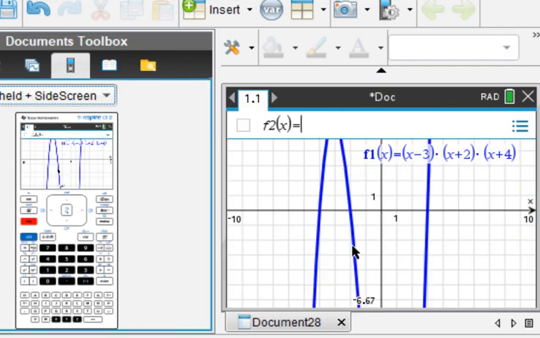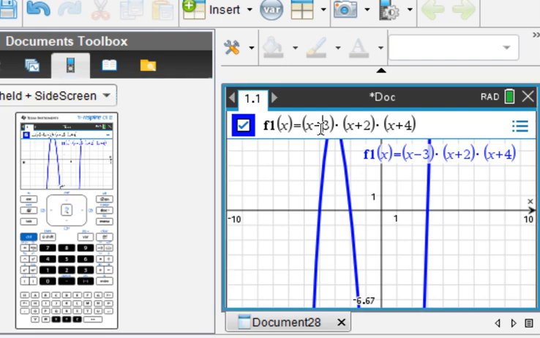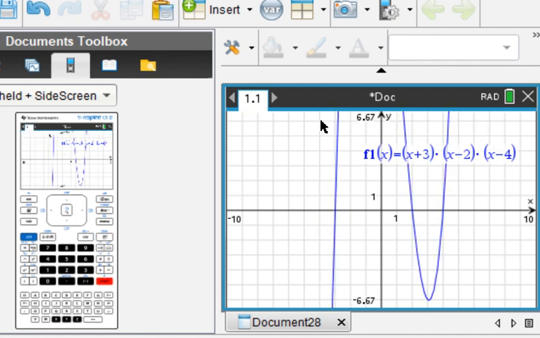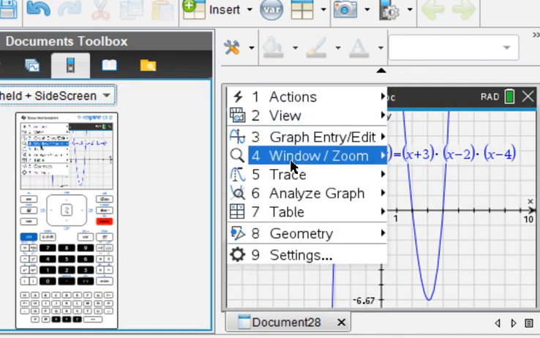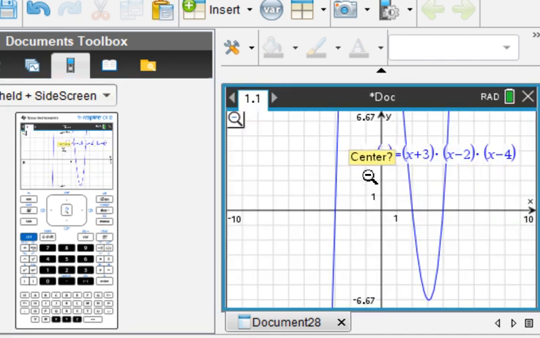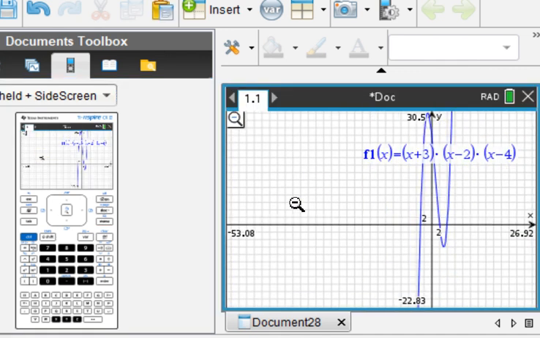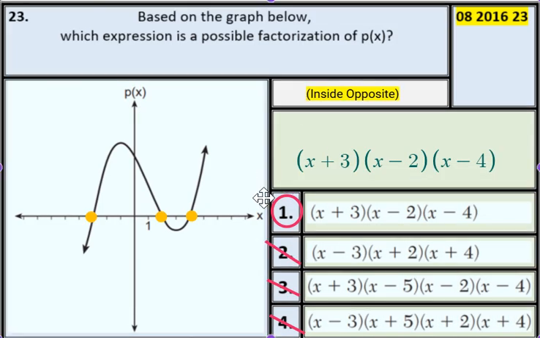Now, when we go back to that same graph and change our signs, we're going to press tab, arrow up, and now we're going to make it x plus 3, x minus 2, and x minus 4. And notice this graph does match our graph. So number 1 is the correct answer.